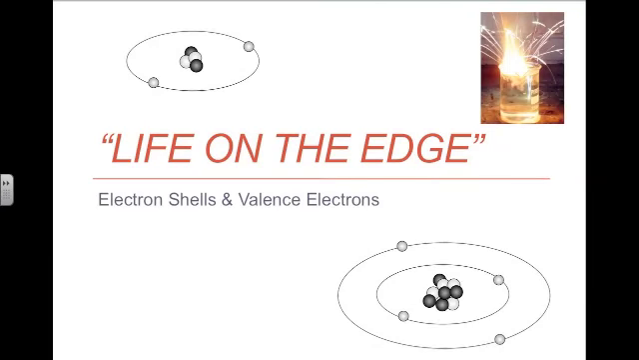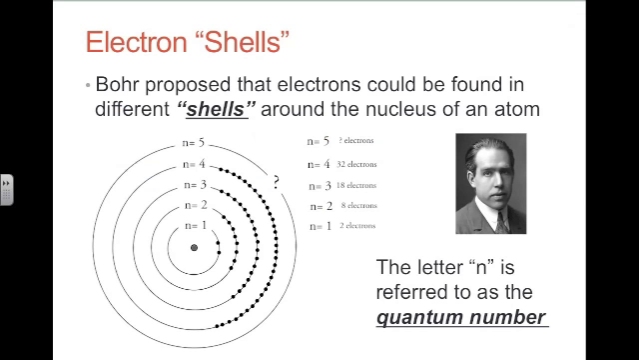Hey guys, today we're going to be doing just a quick review of the Life on the Edge activity we've been working on for the past few days that dealt with electron shells and valence electrons. So this whole concept of the electron shell originated with Niels Bohr, who is actually a scientist we studied earlier when we talked about the different models of the atom.